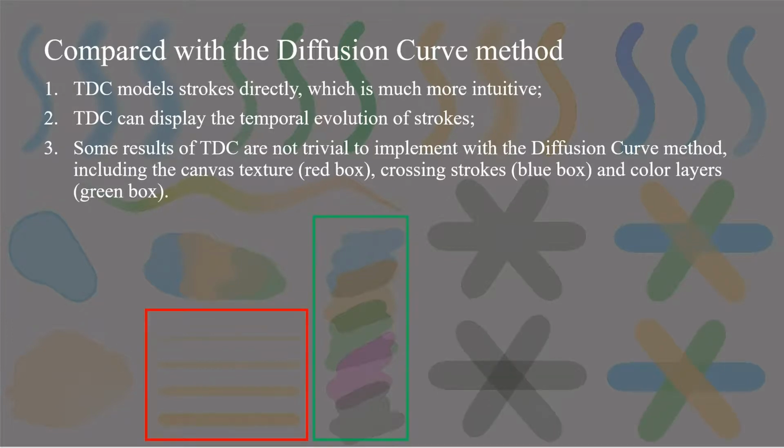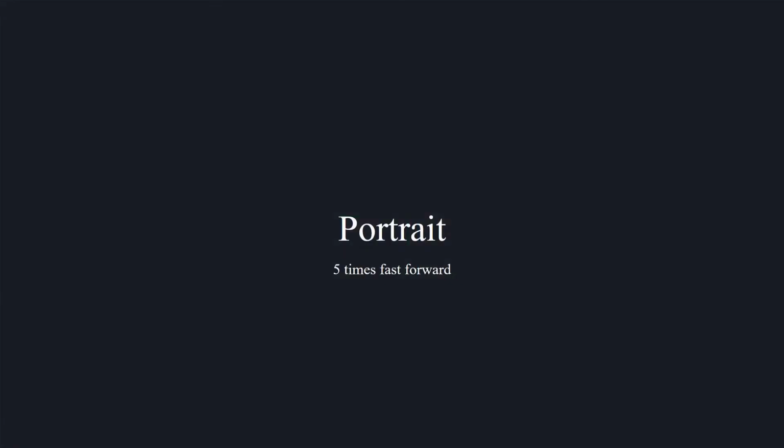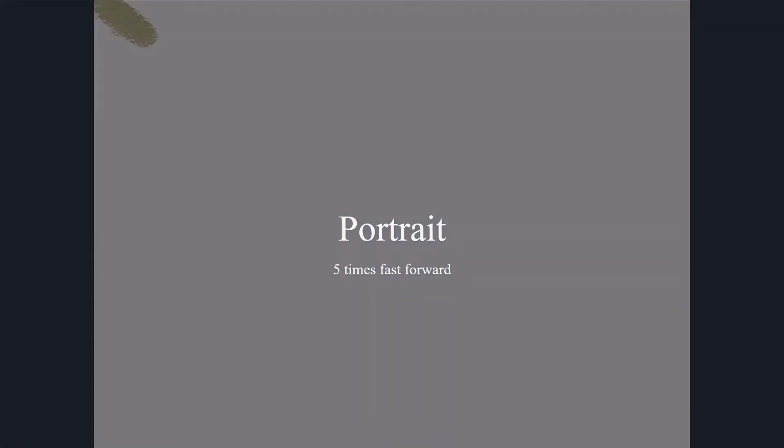Additionally, some results of our method, including canvas texture, crossing strokes, color layers, and a temporal evolution, are not trivial to implement with diffusion curves. From now on, we'll demonstrate several painting sessions using our painting system.